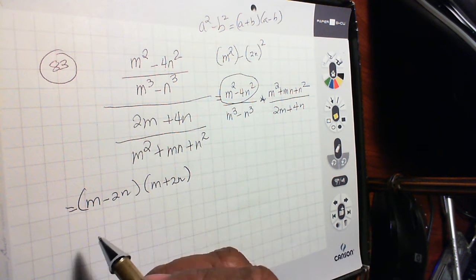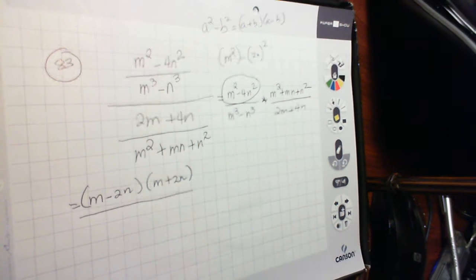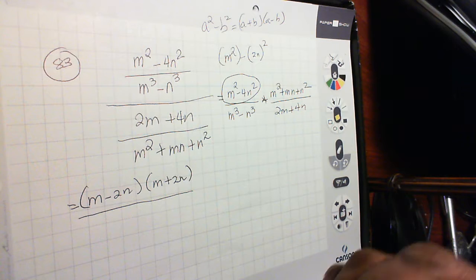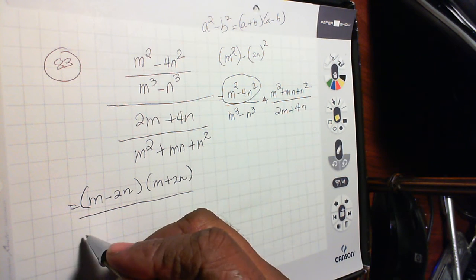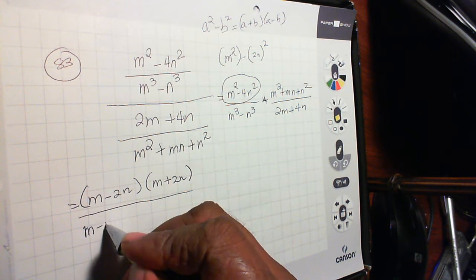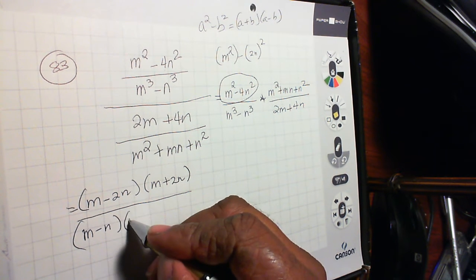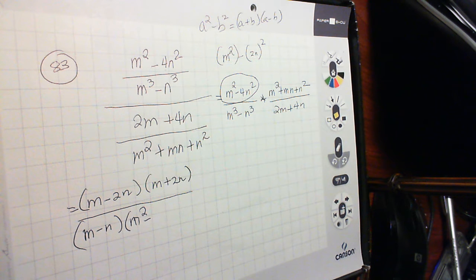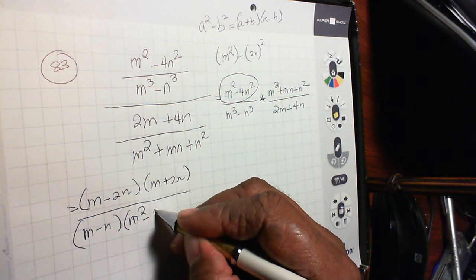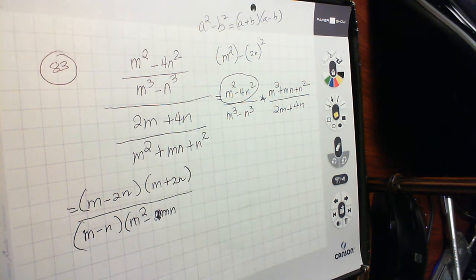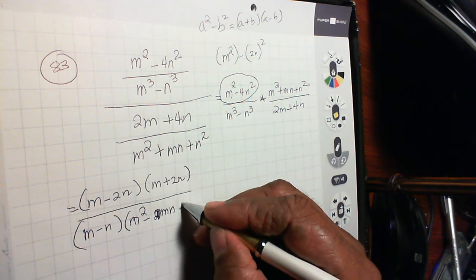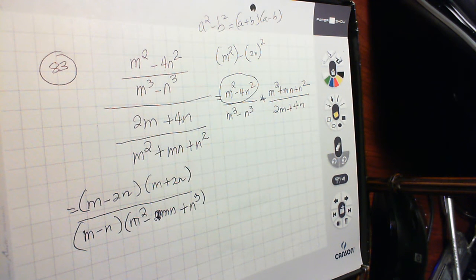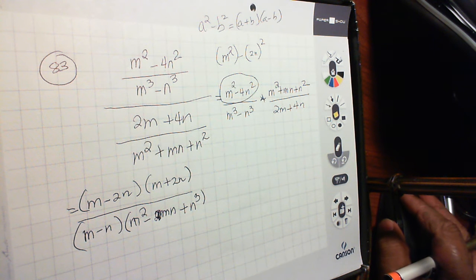At the bottom, now we have the difference of two cubes. I don't know if you remember the difference of two cubes, x cubed minus y cubed. So x minus y, so m minus n, times m squared minus mn plus n squared.